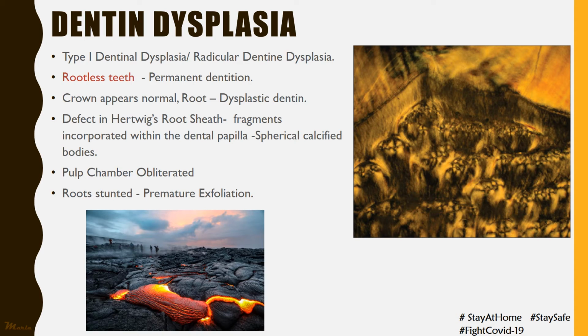The pathogenesis of dentin dysplasia is related to a defect in Hertwig's root sheath, such that fragments of this root sheath get incorporated within the dental papilla, resulting in formation of spherified calcified bodies within the dentin.